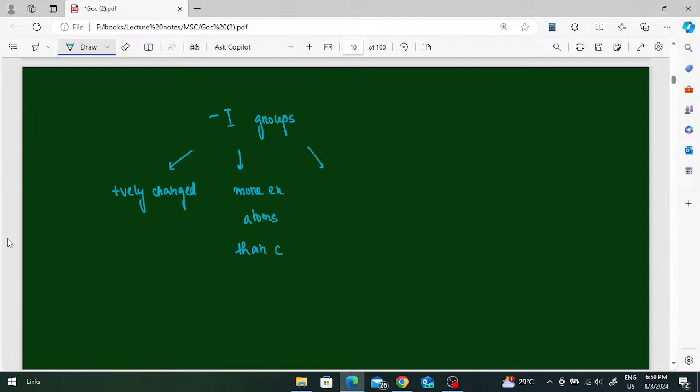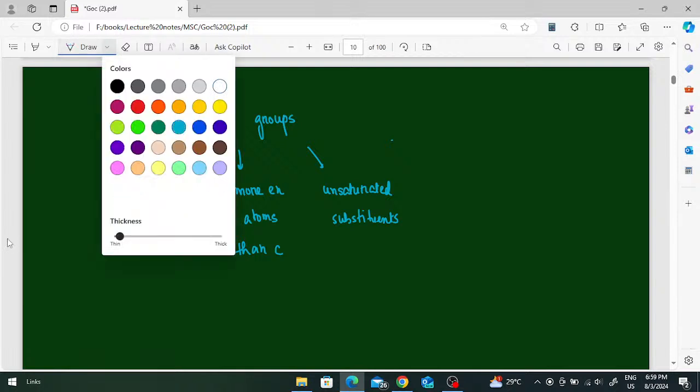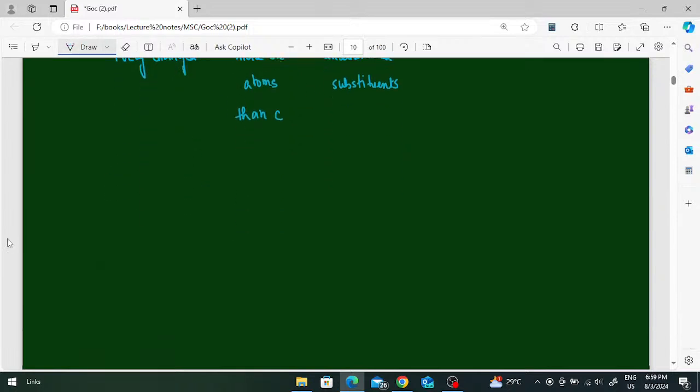Then you have unsaturated substituents like carbon carbon double bond, carbon carbon triple bond. They also serve the purpose of pulling the electrons away through sigma bonds. Okay, so these are the major ones that we'll see.